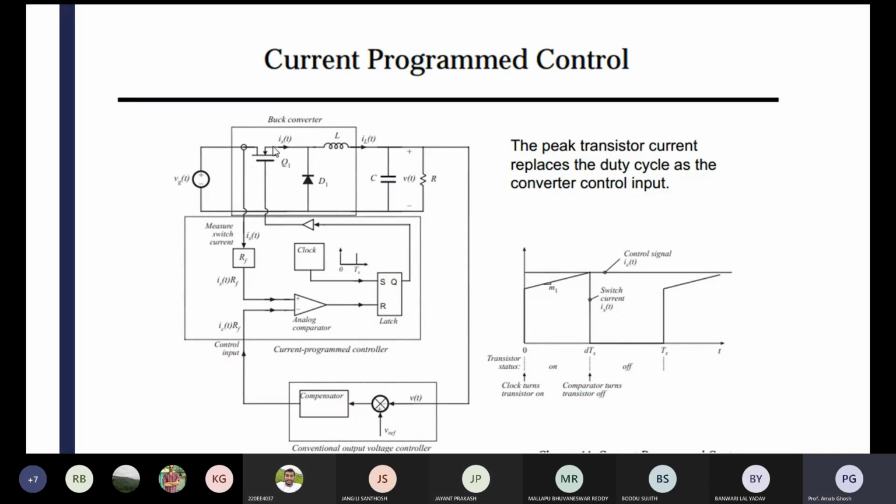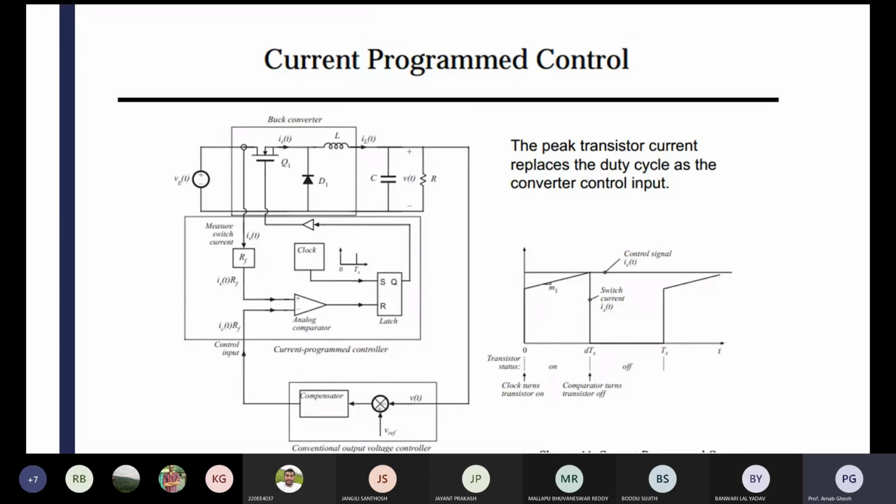Here you can see the basic structure of the buck converter. Initially, we are just sensing the output voltage over here. Your output voltage is coming here, that is your Vo. Then you are comparing it with your reference voltage, V reference. Then the error will be there, then the compensator. After the compensator, we get the control output, the control signal or control input. Then one more block is there.